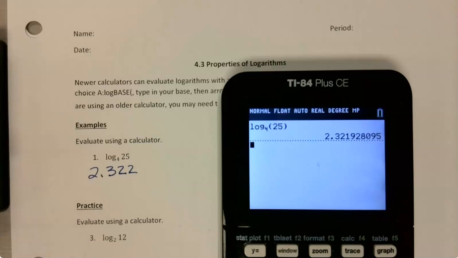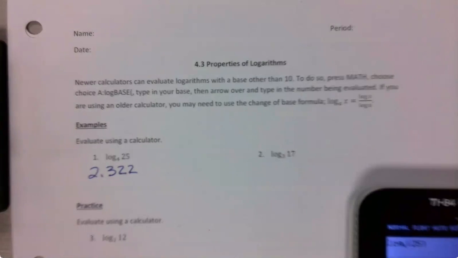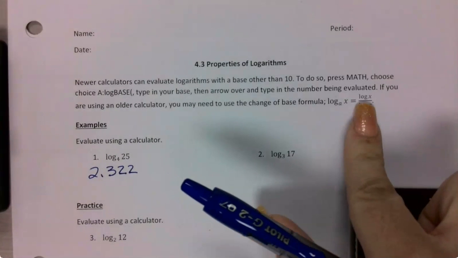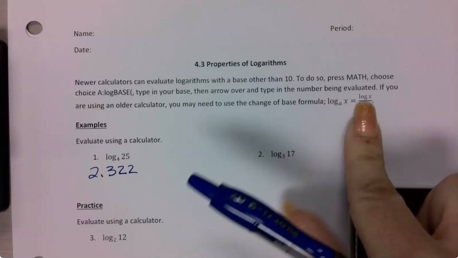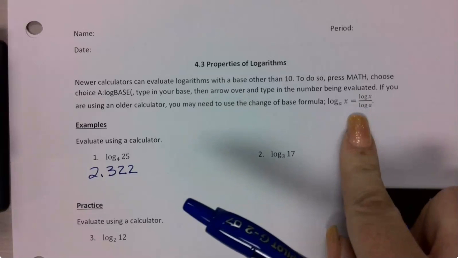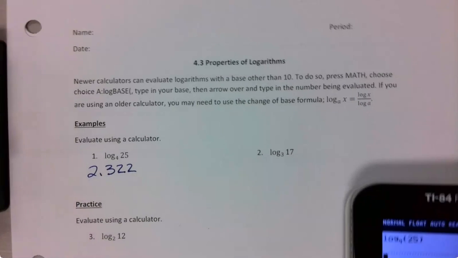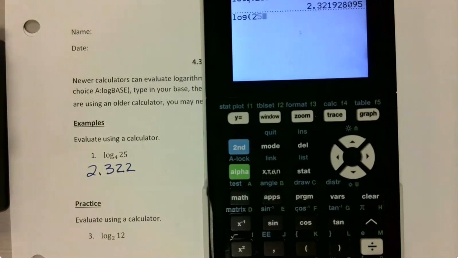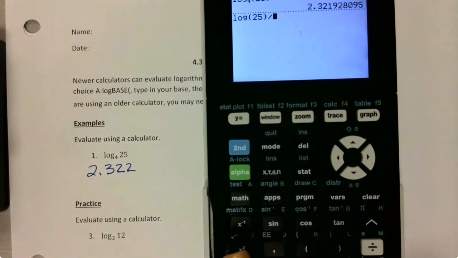Okay, so you go to math, and then choice A is log base. If you have an older calculator that doesn't have that option, what you can do is take the argument of your log, which here is x, and divide by your log of the base in base 10. So I could have done log 25, close my parentheses, and divided by log 4, which also gives me 2.322. So it's just a few more steps if you have an older calculator.